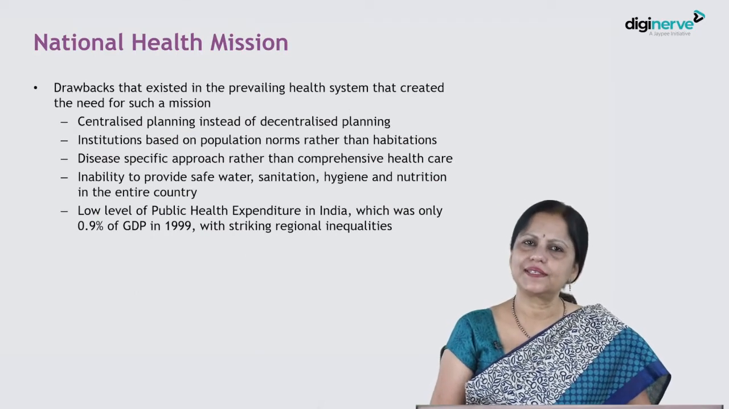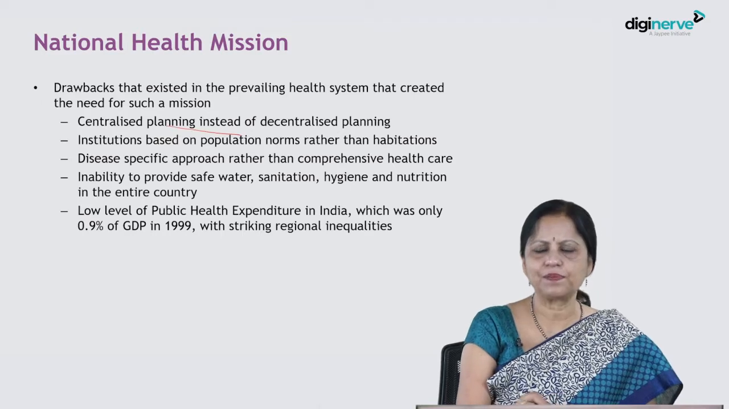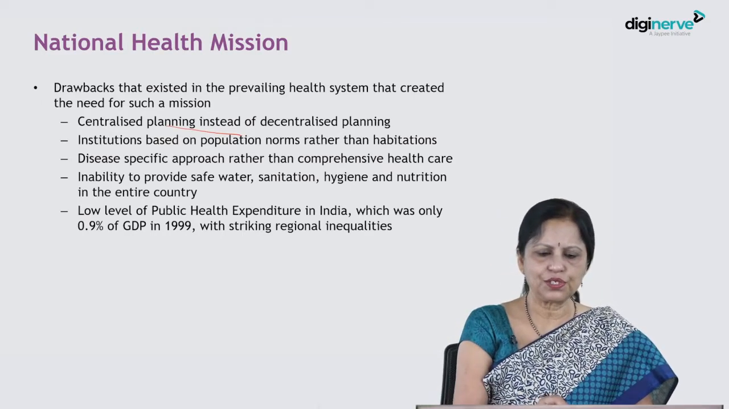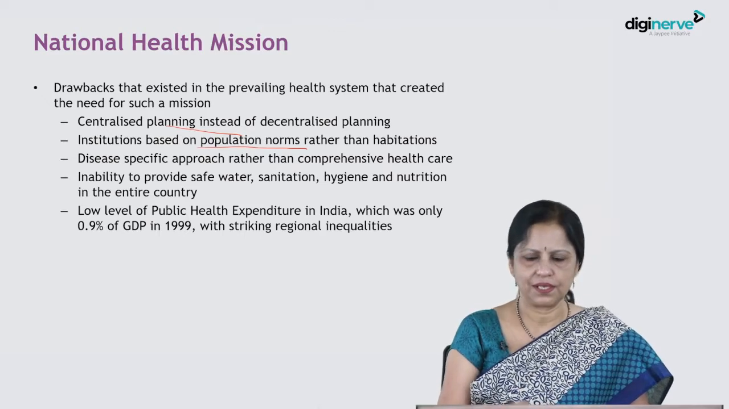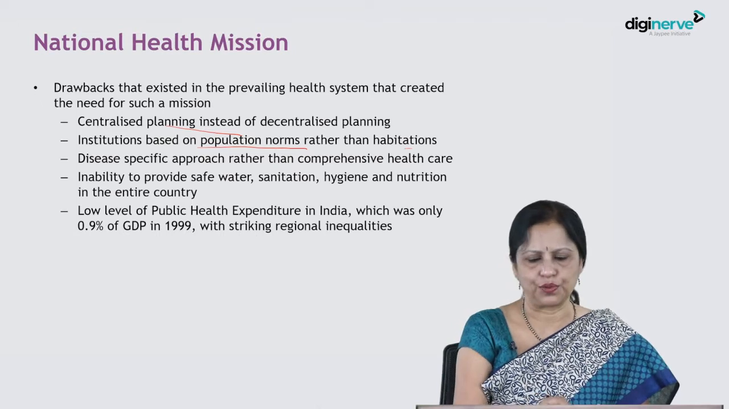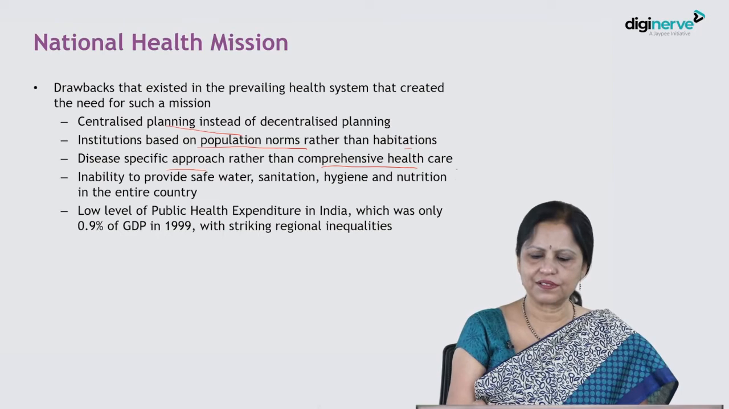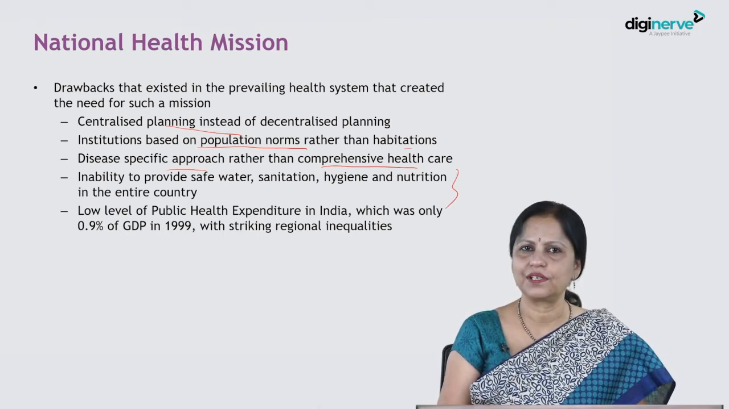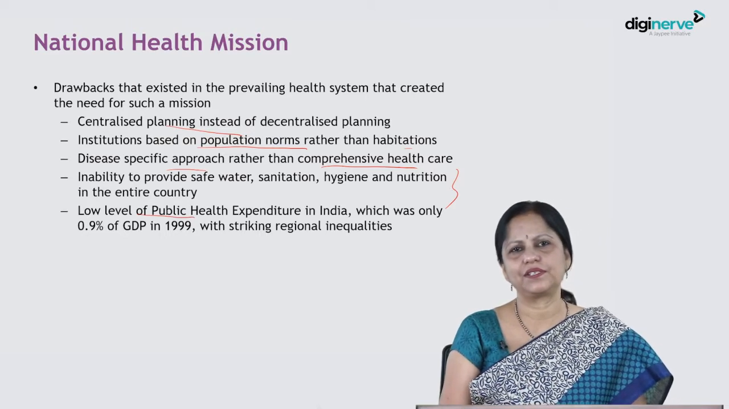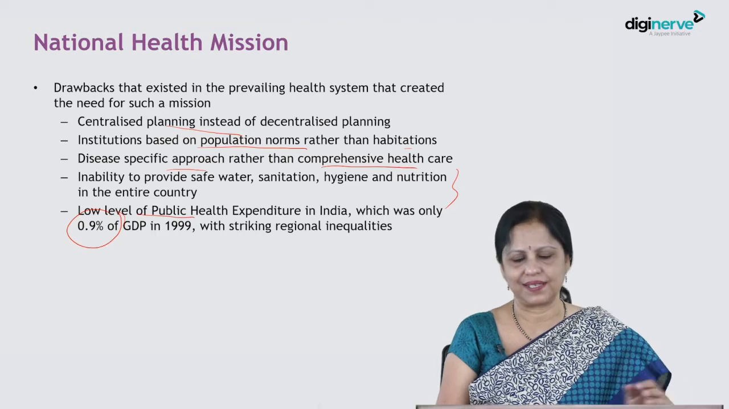The drawbacks that existed in the system at that time were that centralized planning was happening instead of decentralized planning. Institutions were based on population norms rather than habitations. Then a disease-specific approach was going on rather than comprehensive healthcare. The health-related components were not delivered properly. And public health expenditure was very low. It was 0.9% of GDP in 1999.